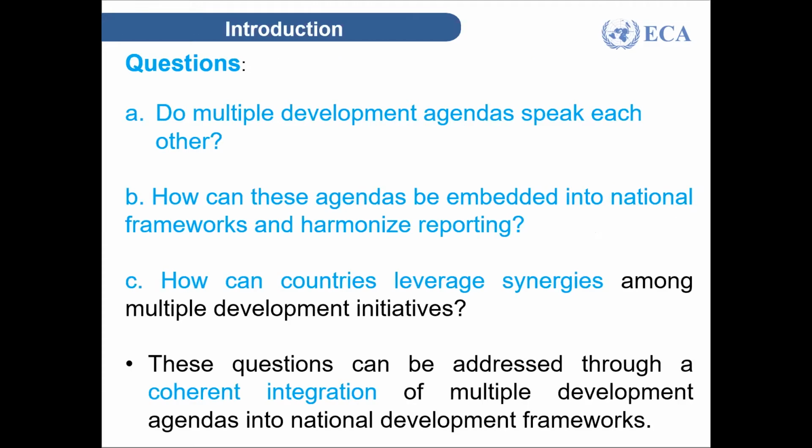Now, there are three questions that should be answered. The first one is, do multiple development agendas speak to each other? This is what is called the horizontal coherence. This question implies whether there are commonalities among the different continental and global development agendas. Are there trade-offs among them?